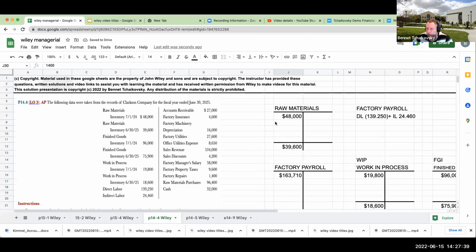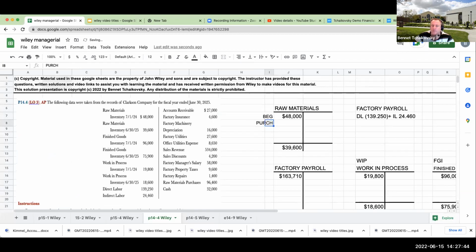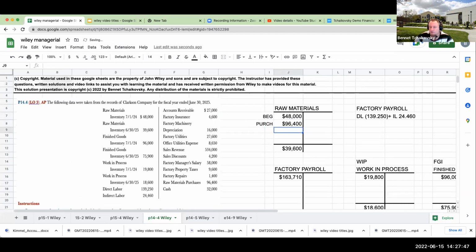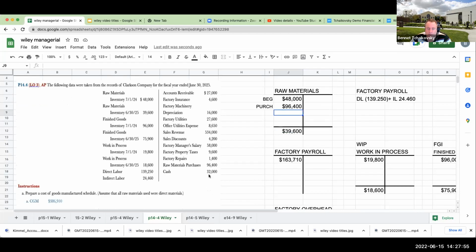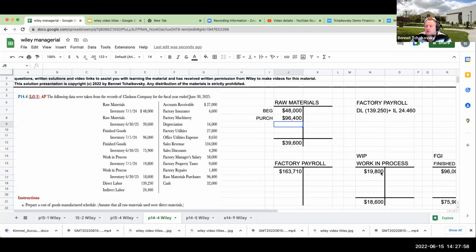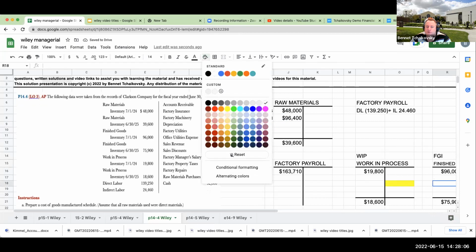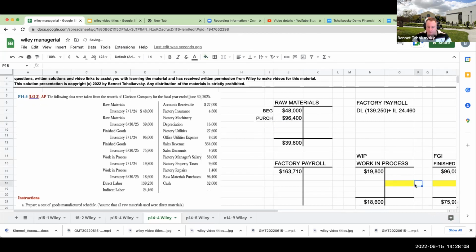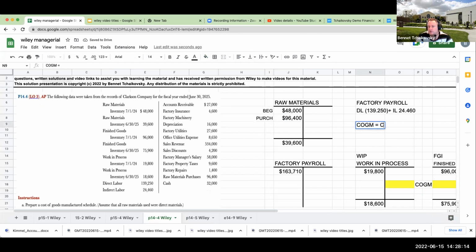Okay, raw material purchases. This is my beginning plus my purchases. My purchases of raw materials were 96,400. That does not go into factory overhead. So then we've got cash in terms of being over here at 32,000. So what we're trying to figure out is what is our cost of goods manufactured? Now, what is cost of goods manufactured? It's going to be the amount that we're sending out of work in process to our finished goods inventory. This is what we call COGM, or COGM is another way of saying cost of goods manufactured.